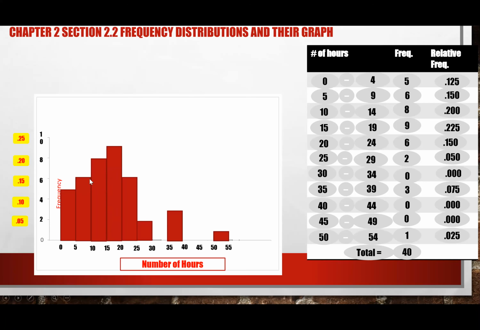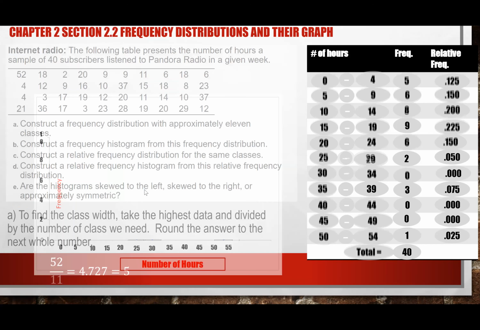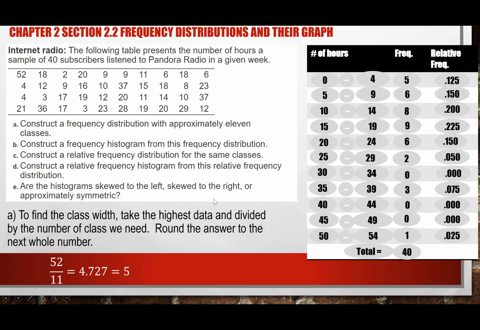But to know if it's skewed to the left or to the right is the opposite, or is the graph's point of view, which is most of your data is on the right of the graph. The graph looking at you, which is on its right, so this is skewed to the right. Okay, so if you go back to this question here, are the histograms skewed to the left, skewed to the right, or symmetric? Again, this one is skewed to the right.